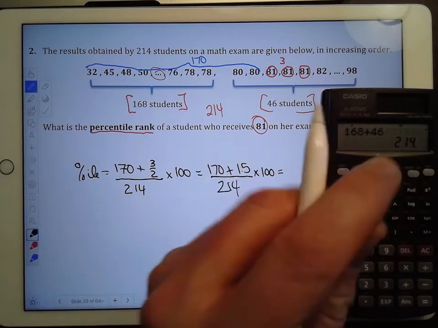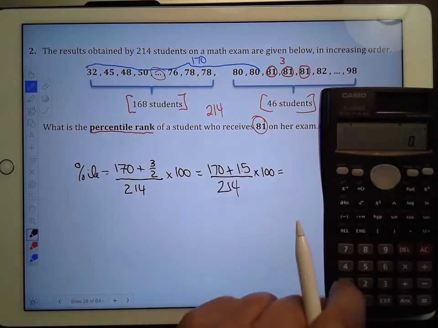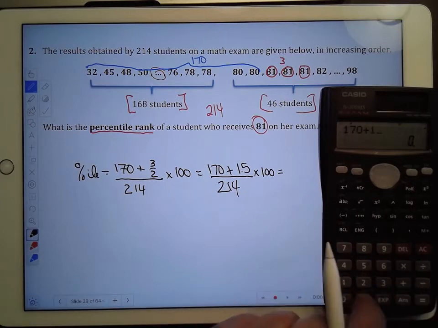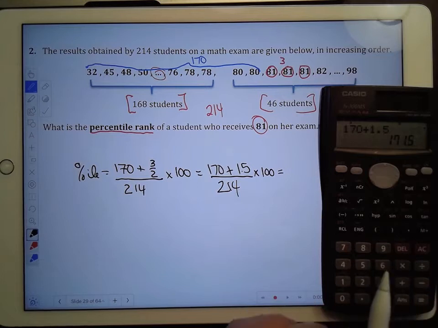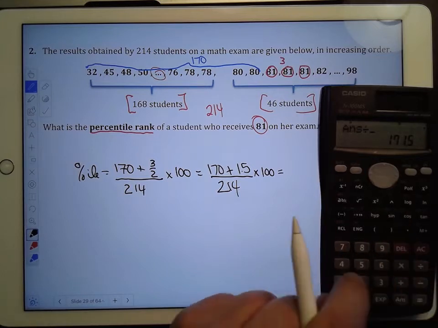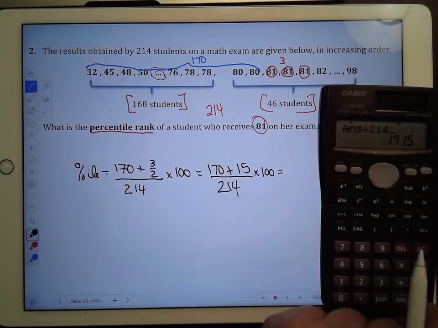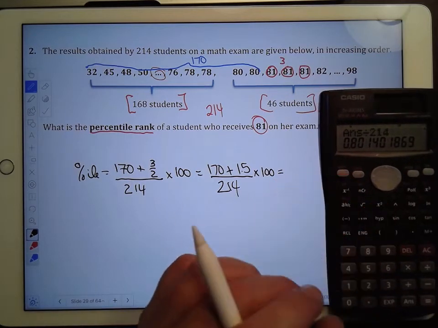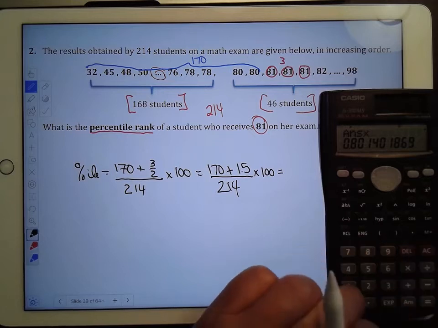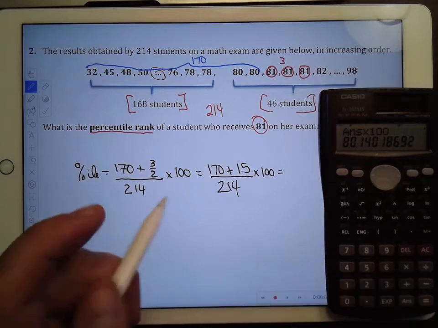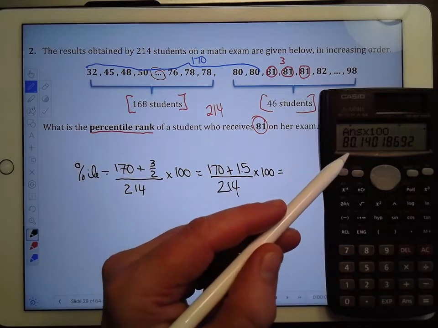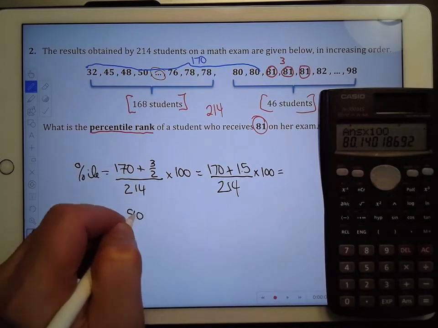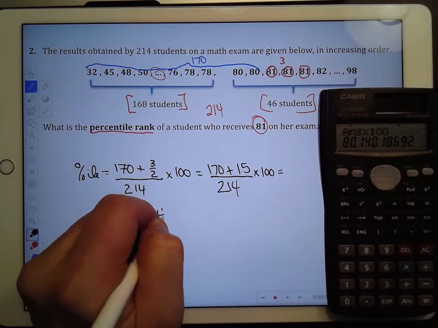will be equal to, so now I can use the calculator, 170 plus 1.5 will give me 171.5. Divide that by 214. It's going to give me that pretty long decimal there. Don't forget though, we're going to take a second and times that by 100. And now you can see the number 80.14.